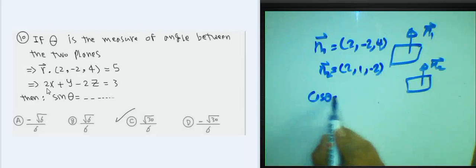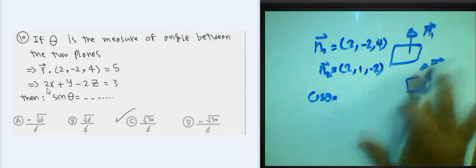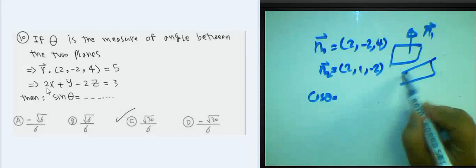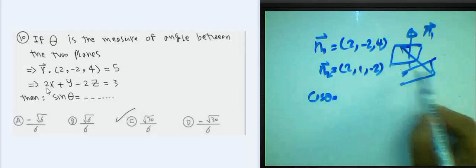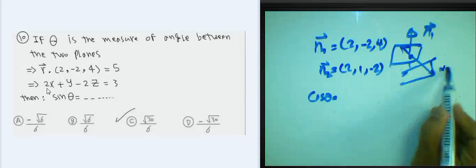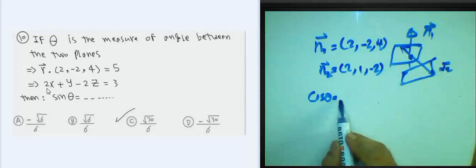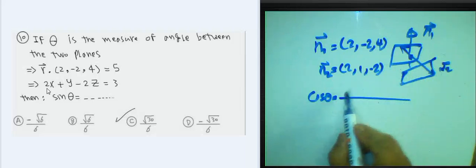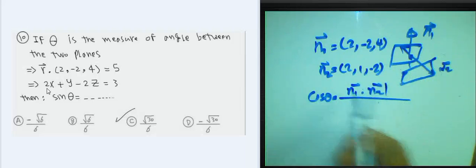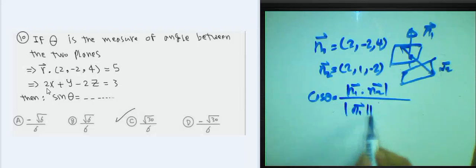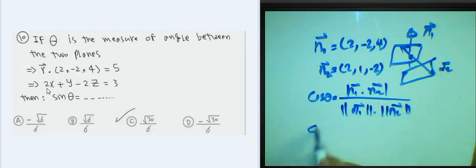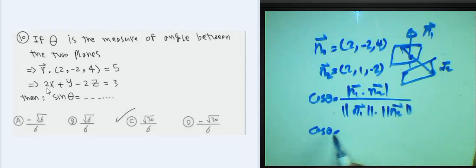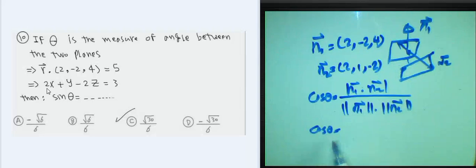And we know cosine theta between n1 and n2, they are not parallel. We have two planes here, it will be n1, and we have here n2. We want to find the angle between n1 and n2. This angle we can write cosine theta equal n1 dot n2 over absolute value of vector n1 times absolute value of vector n2. To find sine theta we must find cosine theta in the first step, and second step we can find sine theta by drawing the right angle triangle and writing sine theta equal opposite over hypotenuse.